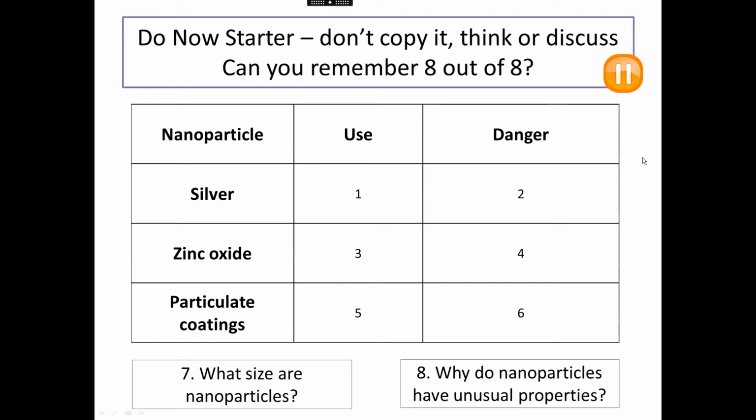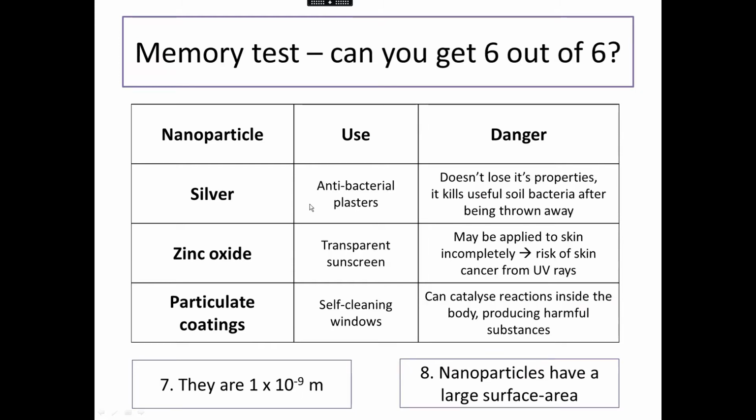Here come the answers. How much could you remember from last lesson? Silver used for antibacterial plasters, but it doesn't lose its properties, so it can kill useful bacteria as well, even after it's been thrown away. Zinc oxide, transparent sunscreen. So transparent is an important property. It also blocks UV light, but because it's transparent, it could be applied to skin incompletely.